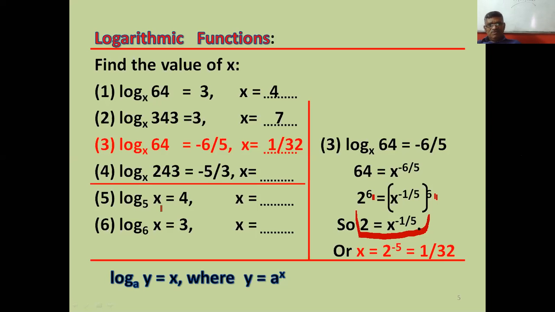Log x to the base 5 equal to 4. What is x? It's obvious. 5 raised to 4, 625. Log x to the base 6 equal to 3. What is x? 6 raised to 3. That is 216. Okay.